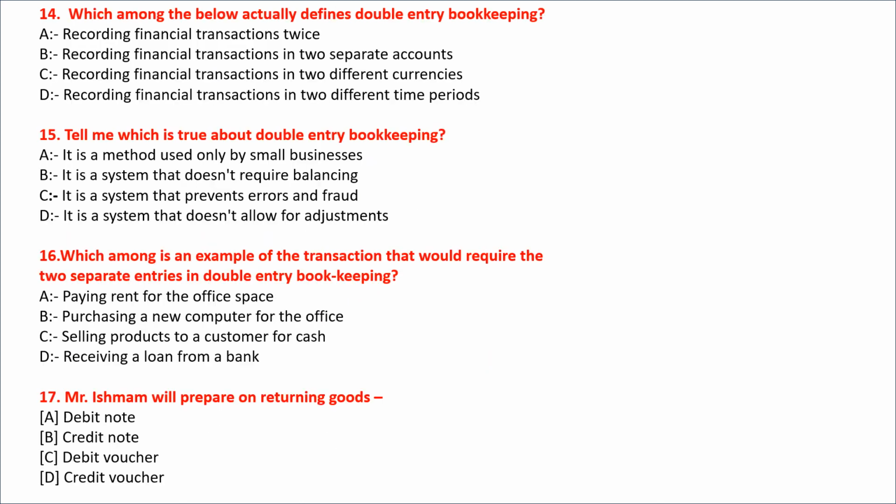Next question, let's see. Which among the below actually defines double entry bookkeeping? The options are: recording financial transactions twice, recording financial transactions in two separate accounts, recording financial transactions in two different currencies, and recording financial transactions in two different time periods. So the right answer will be option B, recording financial transactions in two separate accounts.